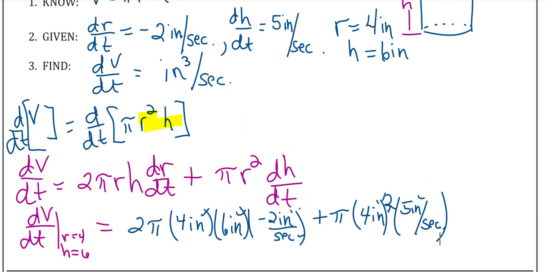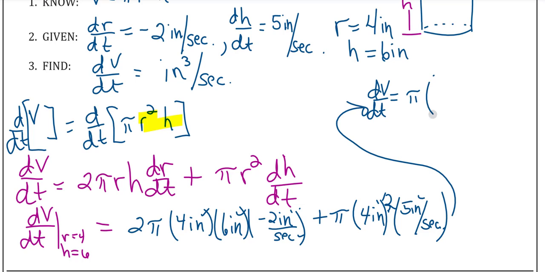I'm running out of space there, so I will just continue up this way. So that's going to give me dV/dt equals, and I'm going to factor out the pi now. I'm going to have 2 times 4 times 6. Well, actually, I'm going to have 8 times 6 times -2. So I'm going to have negative 96 cubic inches per second plus, and I have 16 times 5, which is 80.